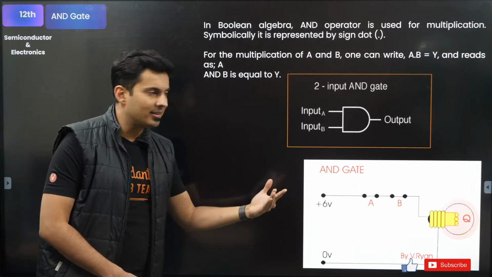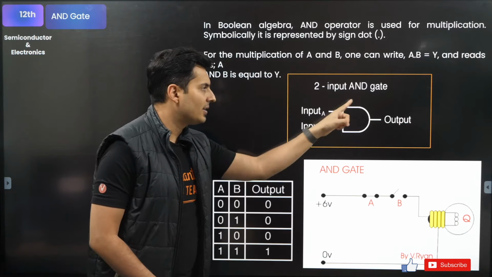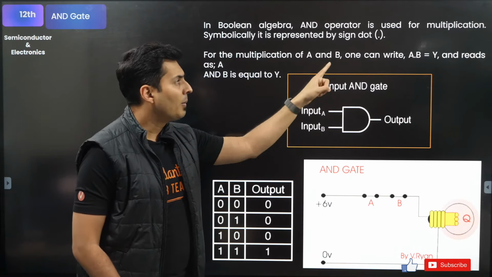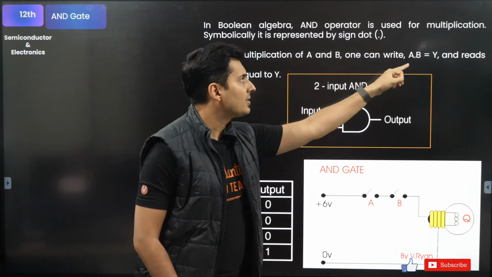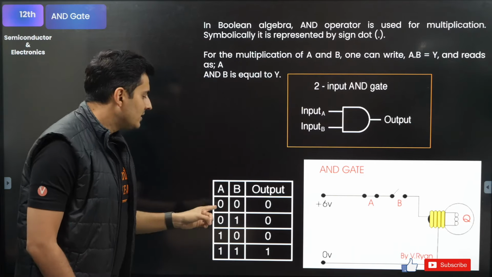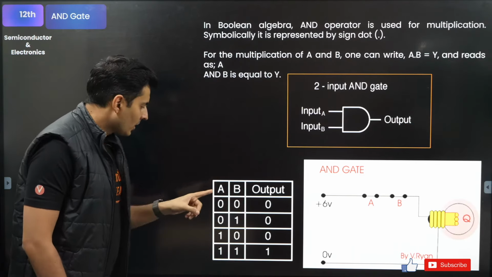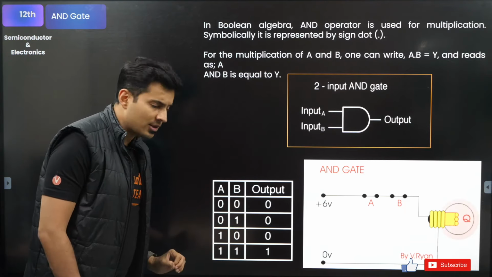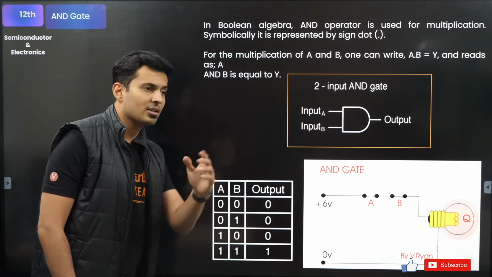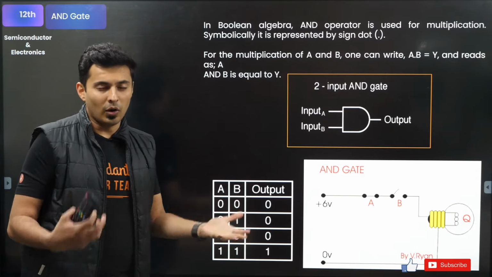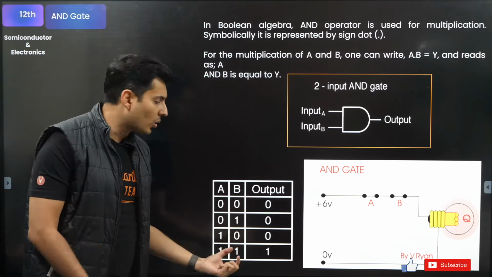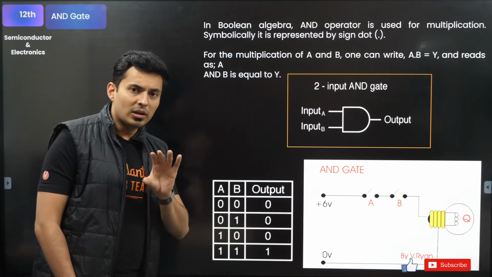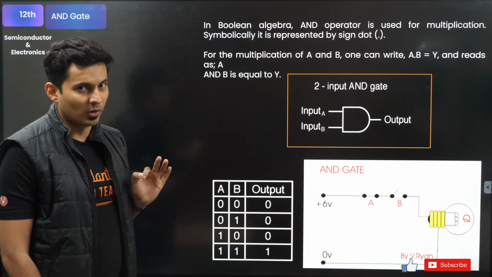So this and this, the symbol for that is a proper D, and the mathematical symbol for that is a dot. So 0.0 is 0, 0.1 is 0, 1.0 is 0, 1.1 is a 1. So that's an AND operator. Only if both are true, then the output is true. Even if one is true, the output is not true.